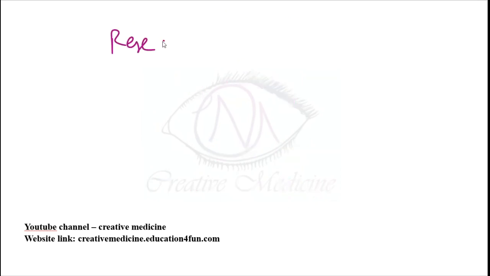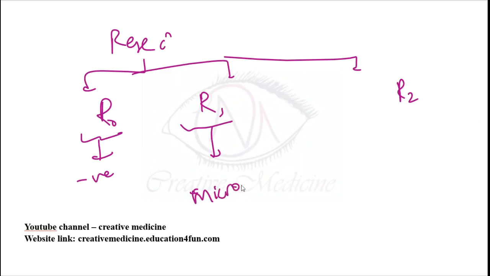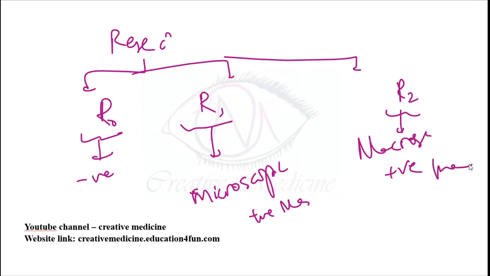Then we have resections, and there are 3 types: R0, R1, and R2 resections. R0 resection has a negative margin. R1 resection has a microscopic positive margin. R2 resection has a macroscopic positive margin.